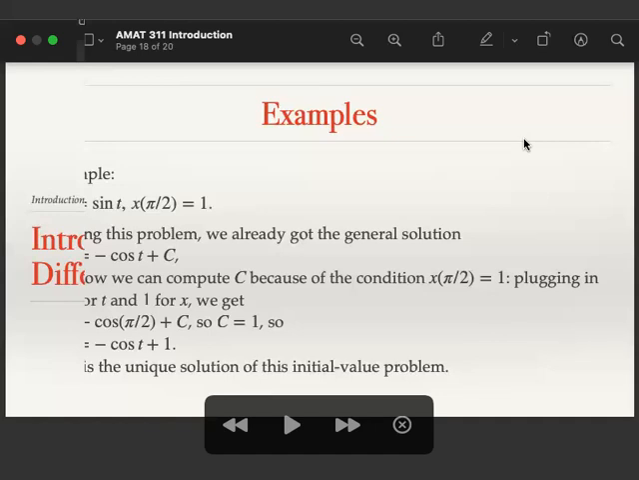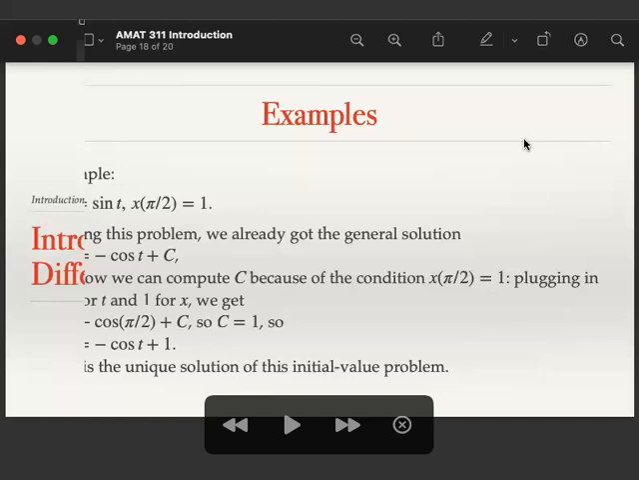So the general solution was t cubed over 6 plus c1t plus c2. And the initial conditions here are that when t is equal to 0, then x is 1. So 1 is equal to 0 cubed over 6 plus c1 times 0 plus c2. So this gives us that c2 is equal to 1. And the other initial condition is that x prime of 0 is equal to 2.